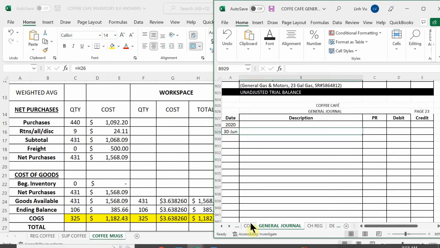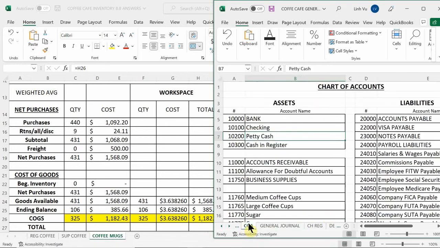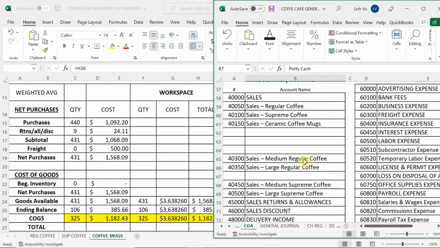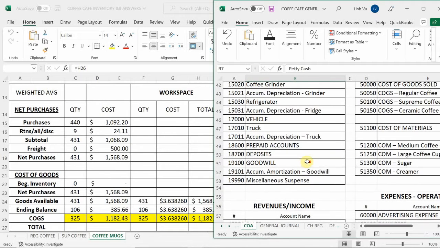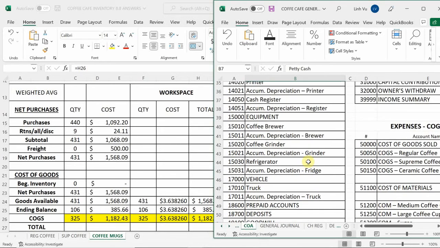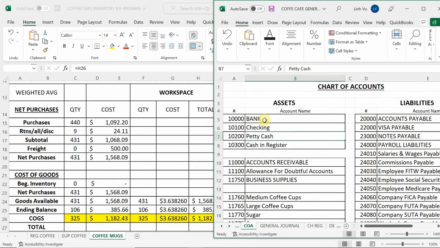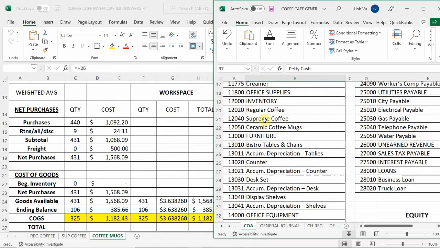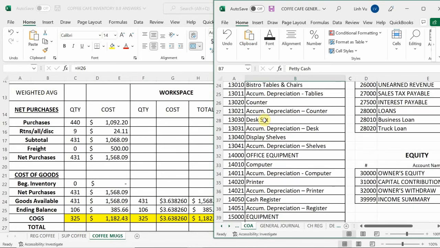Now let's take a look at my chart of accounts. Okay, so cost of goods sold. Cost of goods sold what? Mugs. Okay, cost of goods sold ceramic coffee mugs, $51.50. Okay, what else do I need to recognize? Your inventory. Let's go ahead and take a look. What is my inventory?